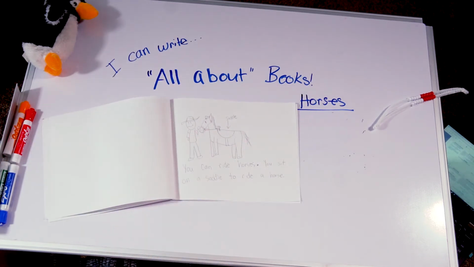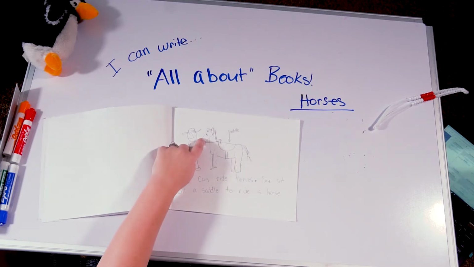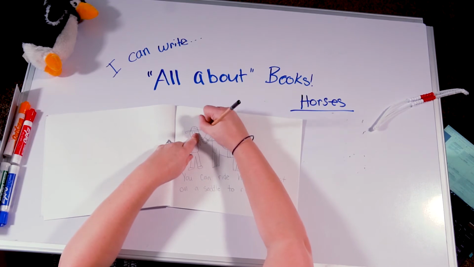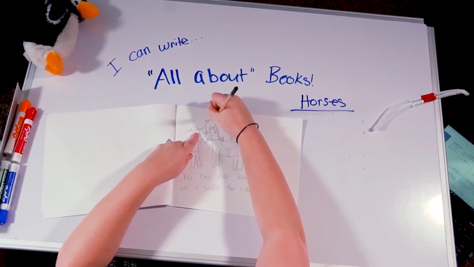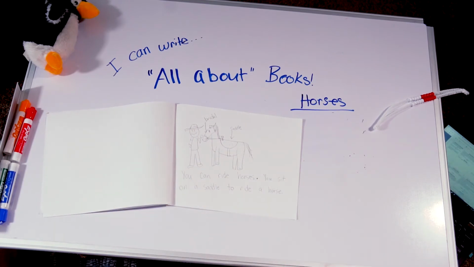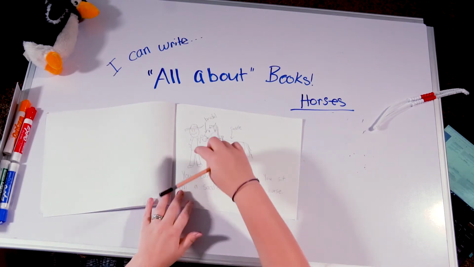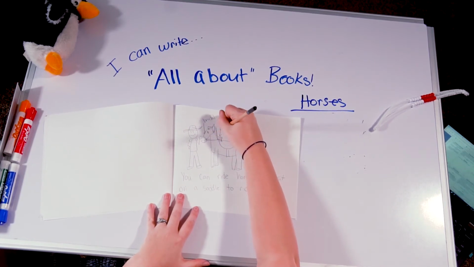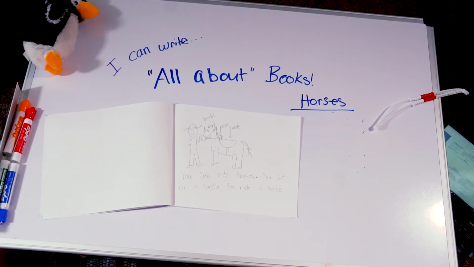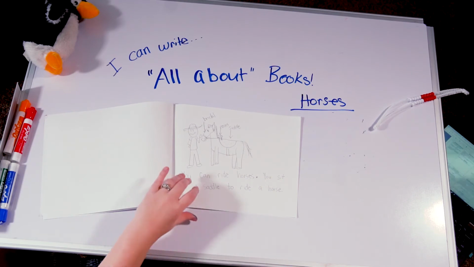Ooh, I did put a label here. Let's see, you can ride horses. You can sit on a saddle to ride a horse. I could label something else on here that I didn't talk about in my sentences, but this right here, I know what this is called. This is called a bridle. A bridle. And that's what we use to steer the horse, because we've got the bridle and then we've got the reins. So I could add those things in as well to my labels.